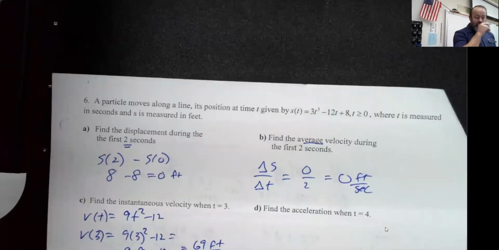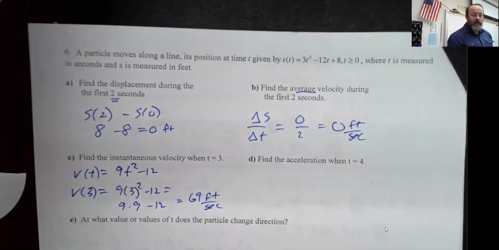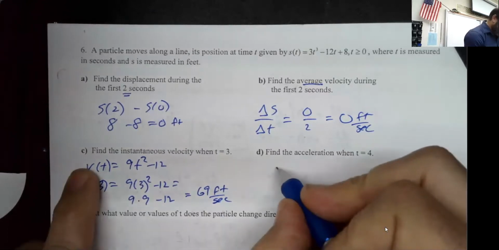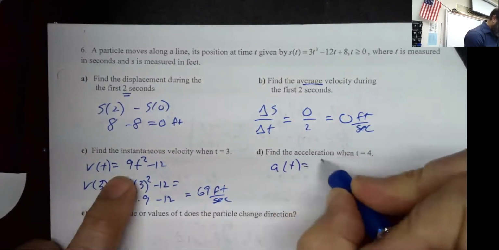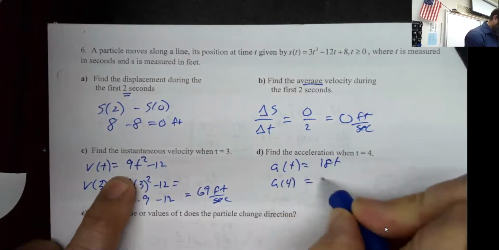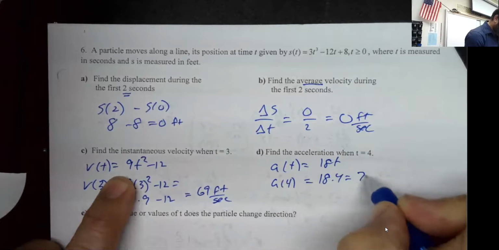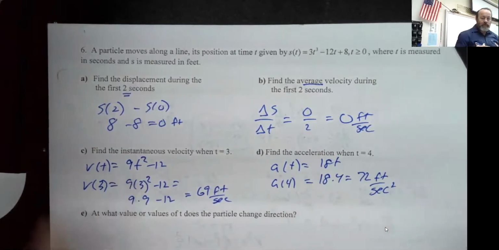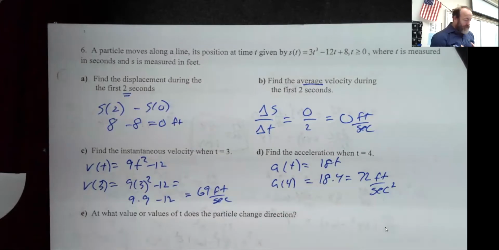And then, of course, acceleration is the next step down, where we're going to go ahead and take the derivative of velocity. So the acceleration would be 18t, and so the acceleration specifically at 4 was 18 times 4, or 72, and that would be feet per second, or I prefer to call it feet per second squared, but some people like it the other way.